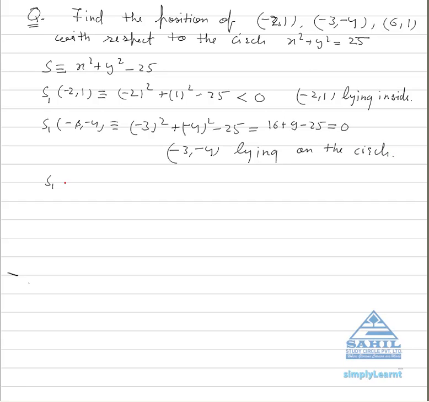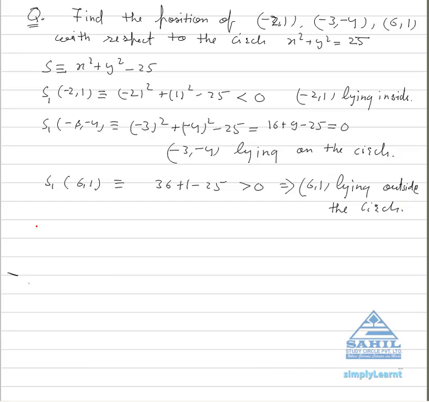and similarly S1 for the point 6 comma 1 will be equal to 36 plus 1 minus 25, and that is greater than 0. This implies that 6 comma 1 is lying outside the circle. Got this or not? Now this was the first point.